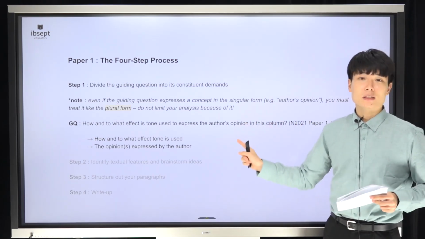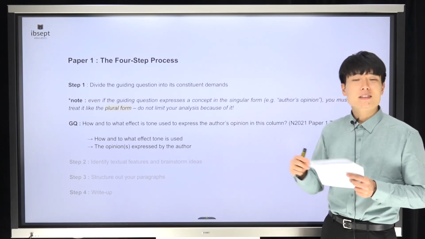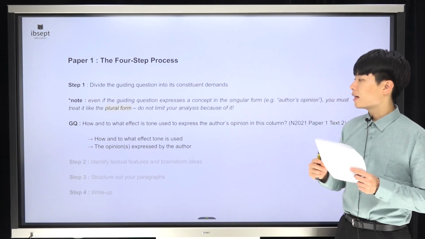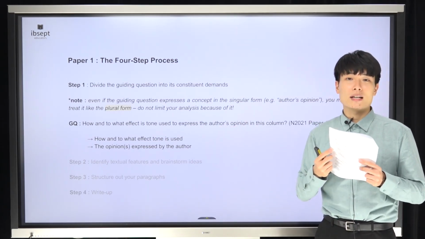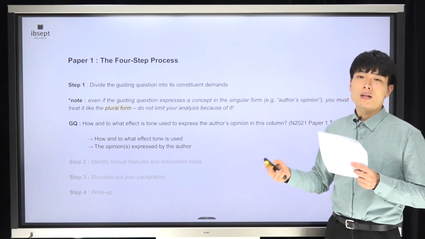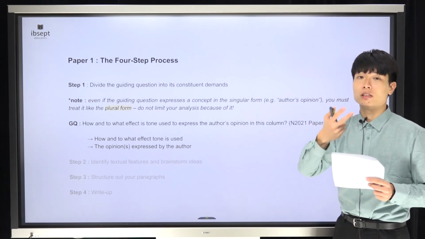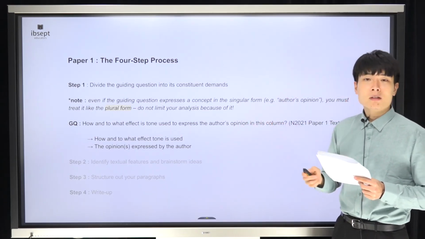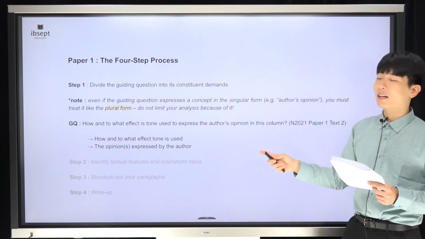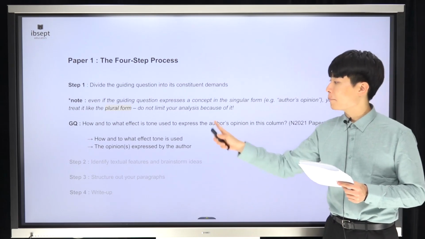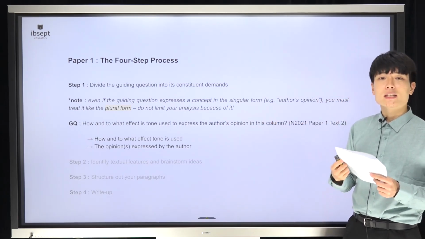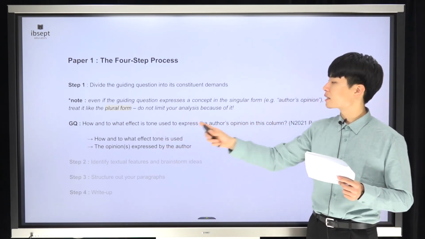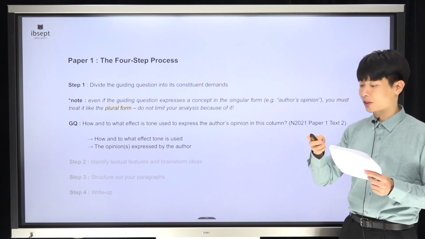You can see that this guiding question can be divided into 2 parts. How and to what effect tone is used in the text and the opinions expressed by the author. Either of these 2 constituent demands are equally viable as paragraph points. It is up to you to decide which one to use. A bit more on that after step 2. One thing to note, even if the guiding question expresses a concept in the singular form, such as author's opinion, you will always treat it as if it were written in the plural form. So you can see how here I've written opinions expressed by the author instead of opinion, singular.